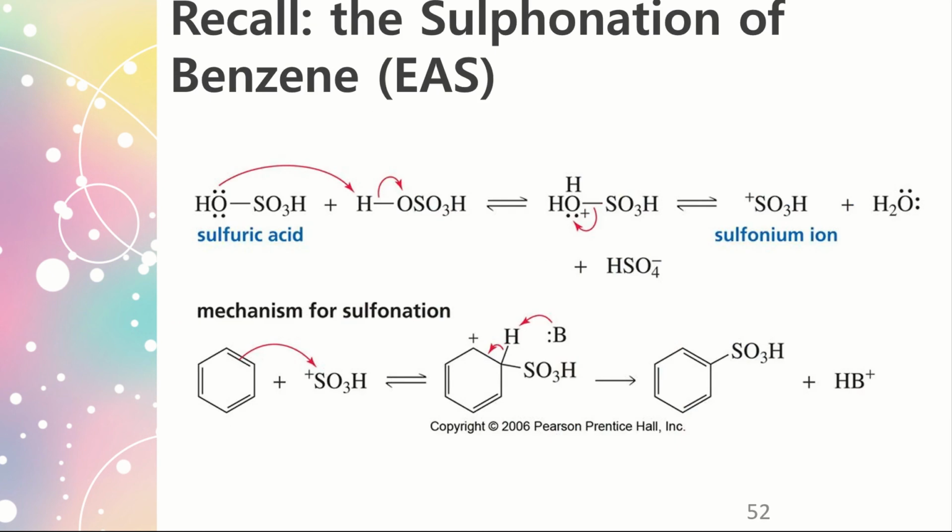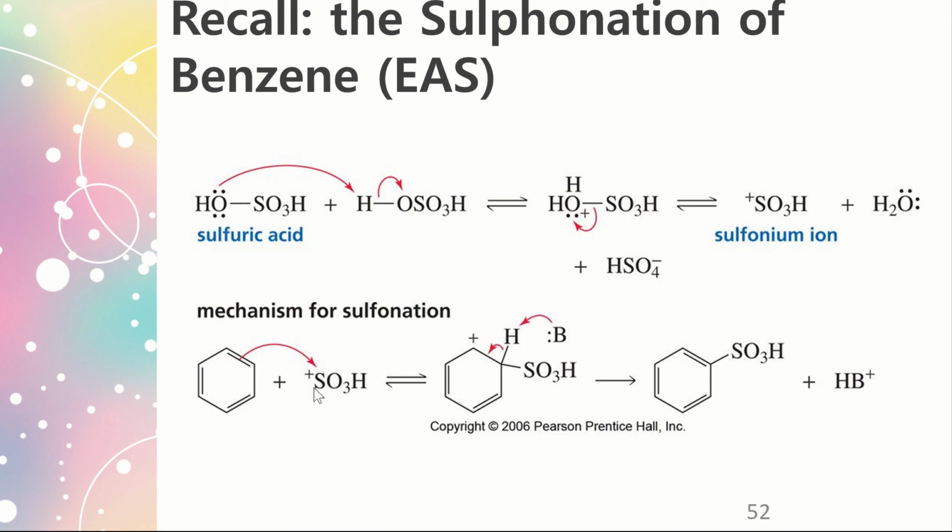So let's recall the sulfonation of benzene, right? Do you remember? Electrophilic aromatic substitution, EAS for short, right? So we have benzene, and we've seen nitration, we've seen sulfonation before, and if you don't recall, please go and check that out, right? So the electrophile is generated here, right? From sulfuric acid, we have our electrophile sulfonium ion being generated.